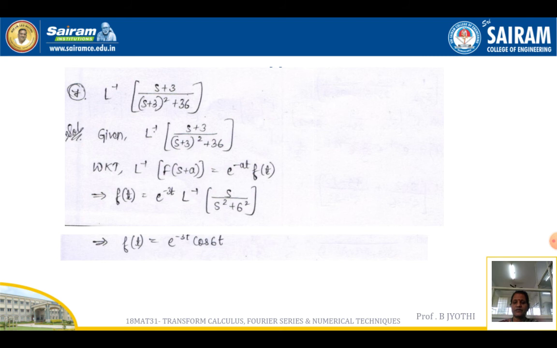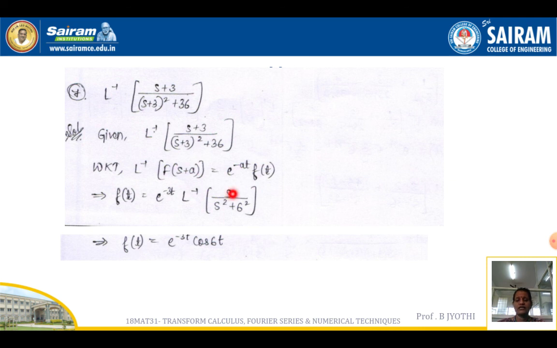Next question. L inverse of s plus 3 by s plus 3 whole square plus 36. Let's consider this. Then, this s plus 3, we will change it to s by taking e power minus at, because L inverse of f of s plus a is e power minus at into f of t. So, e power minus 3t into L inverse of s divided by s square plus 36.